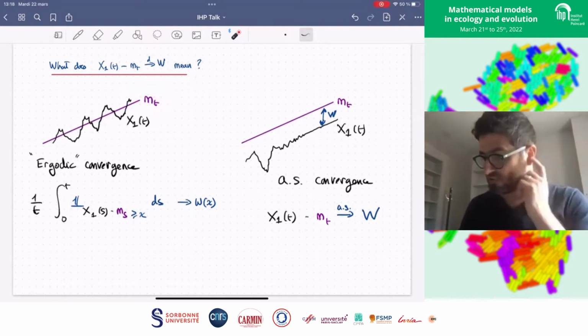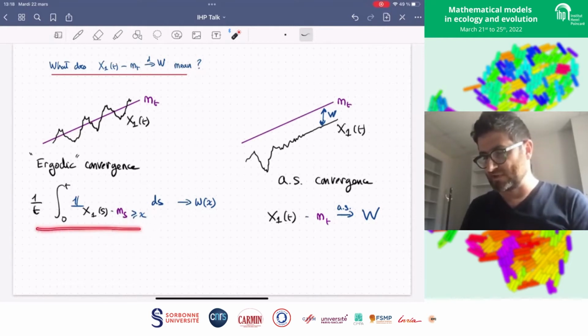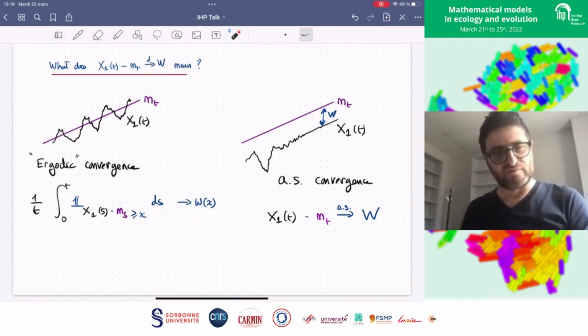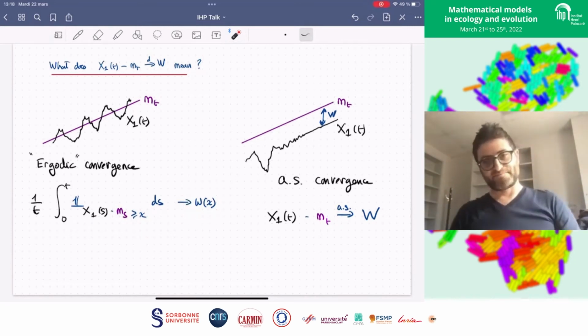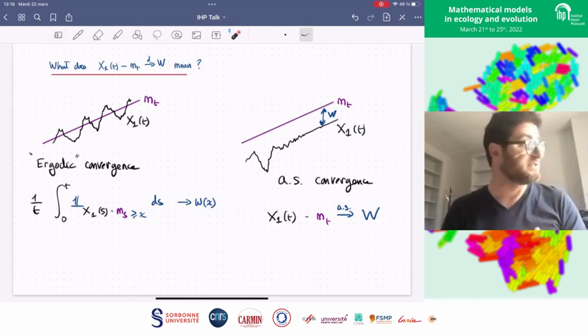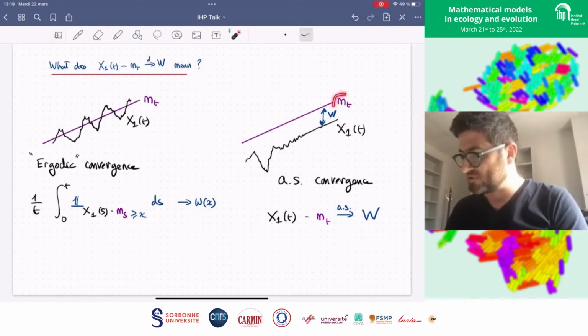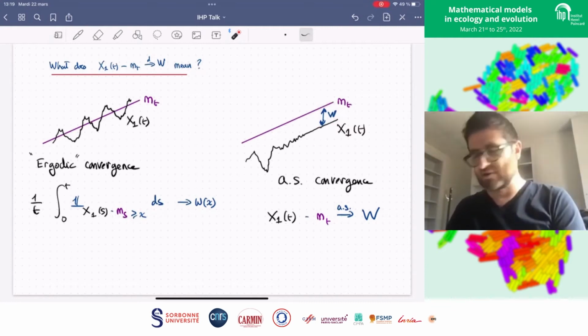And in fact, if you ask what is the proportion of time that the maximum displacement spends above, say, m_s plus x, the ergodic thing would say that this proportion will converge to omega of x. Or you could have something more like what happens in Pólya urns, where you have a random quantity centered by m_t, and it converges to a random variable, capital W. And it's an almost sure convergence.